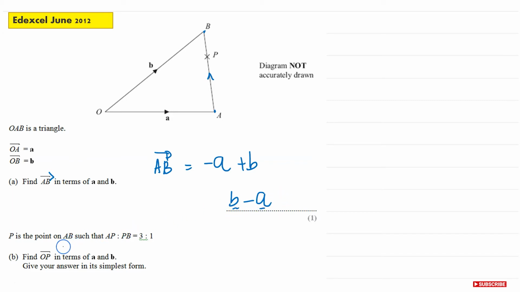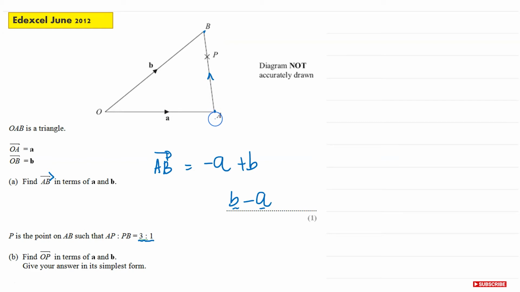Right, P is a point on AB. So P is over here, such that AP to PB is 3 to 1. What does that mean? This vector here is now being divided into 4 parts. So there are 4 parts in total for AB.